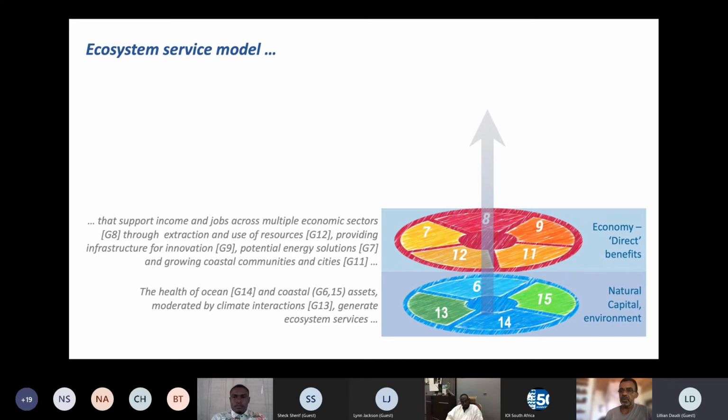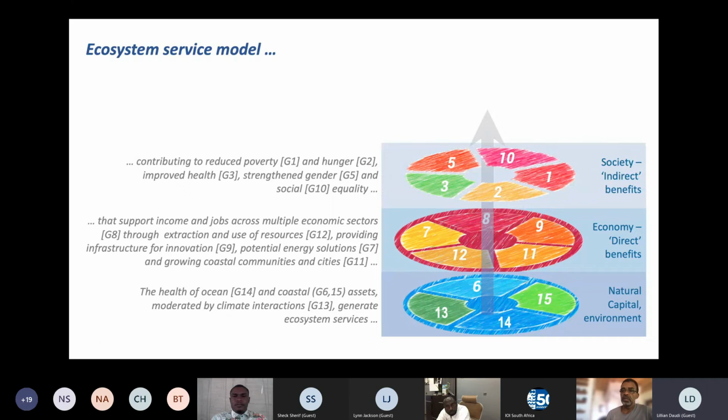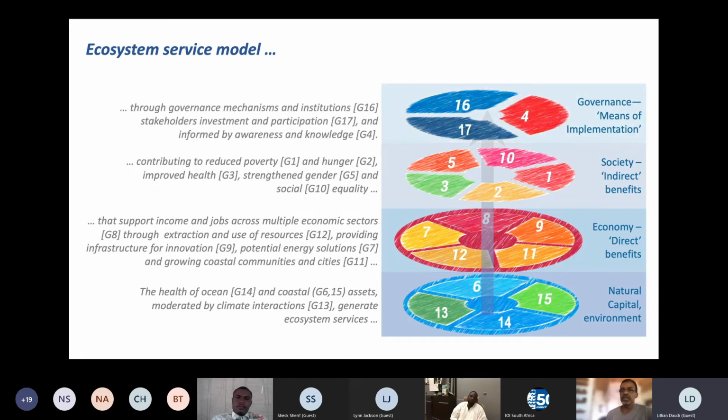So these are things like goal 12, which is about sustainable consumption and production, 8 is about jobs and economy, 9 is about innovation, 7 is clean energy, 11 is sustainable cities. These are all very direct benefits that we can extract from natural assets. And these support the societal benefits or the societal welfare that we want to achieve. So no poverty, no hunger, improved health, and then equality across genders and across countries. And then there are some of the goals over here that relate to the governance and actually making all of this work. So I'll just explain this in a little bit more detail.